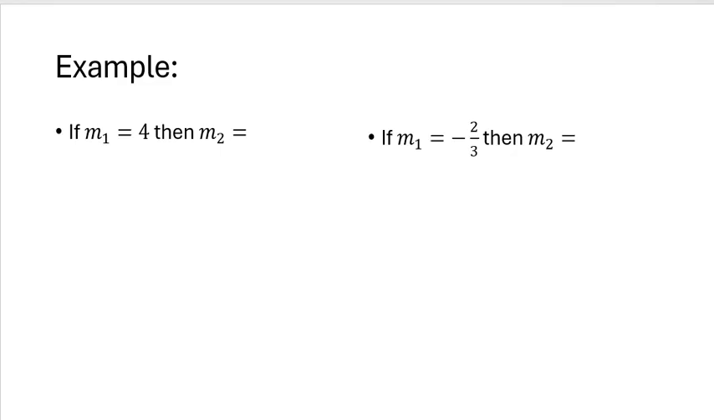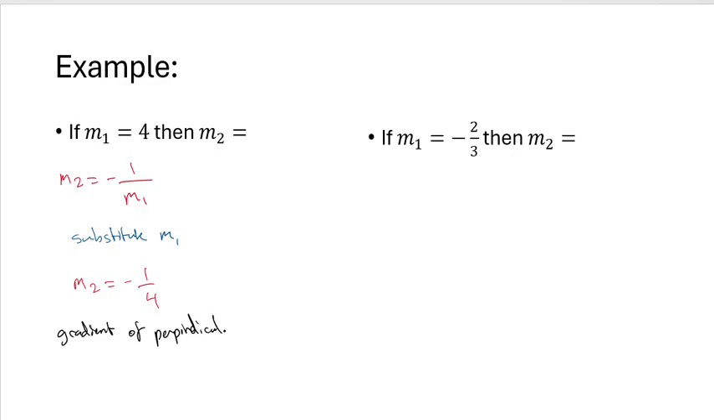So let's just have a look real quick over here. If m1 equals 4, then m2 equals something. So let's just write out our equation. m2 equals negative 1 over m1. And you're just going to substitute m1, okay? So that means m2 equals negative 1 over 4. And this is the gradient of the perpendicular, okay? That's all it is.